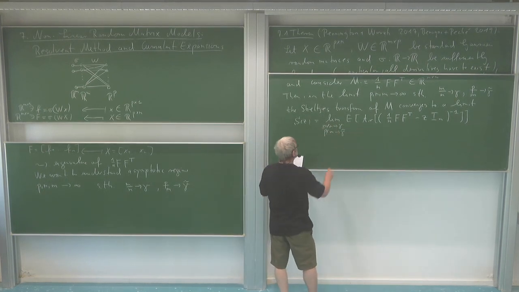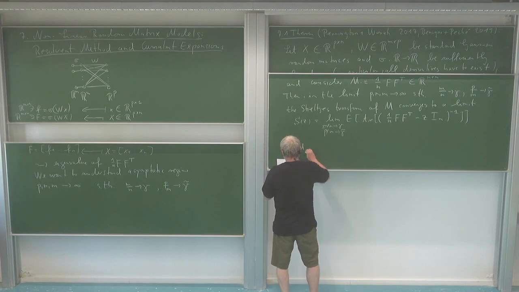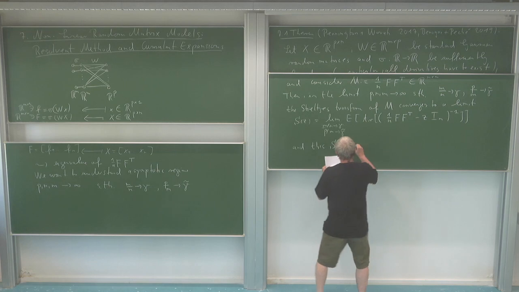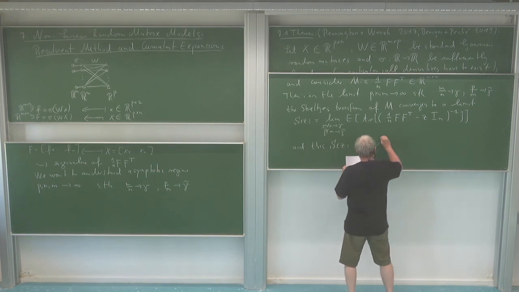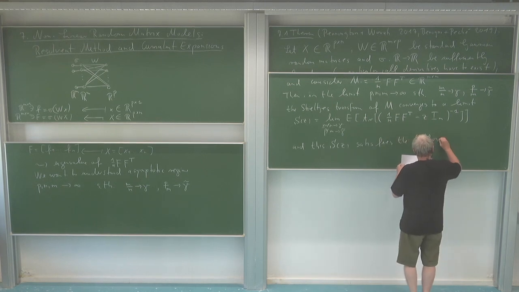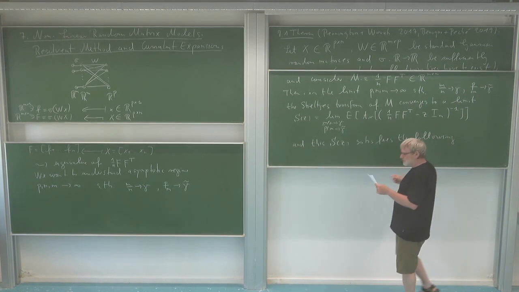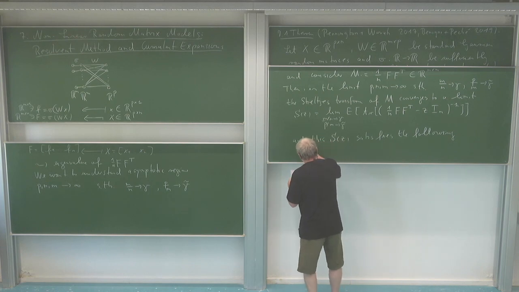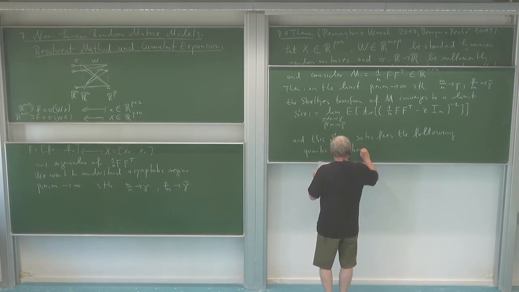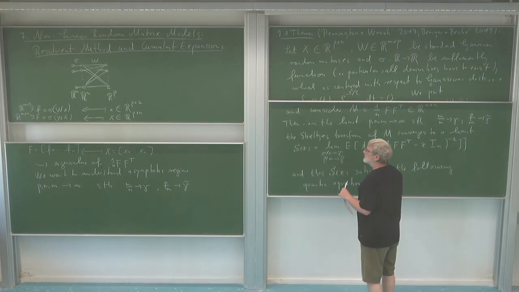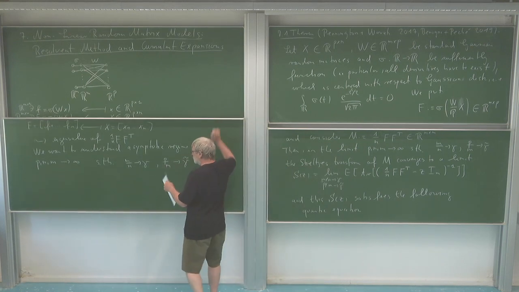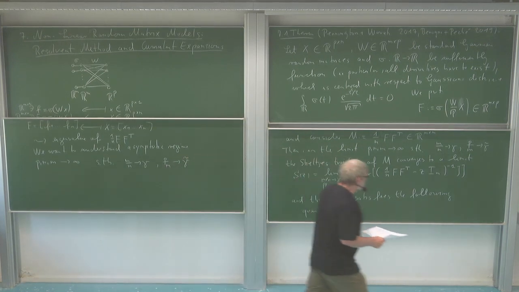So this Stieltjes transform has a limit. Okay, and this limit S of Z satisfies the following. And now it's an equation of fourth order, so a quartic equation. Okay, so it's a long theorem, so I need again more space to continue. So let me write down the equation over there.